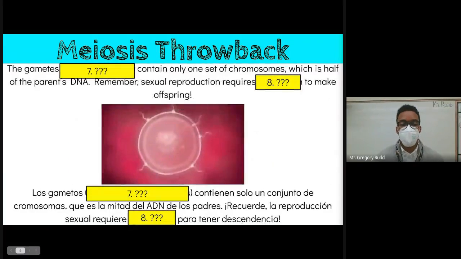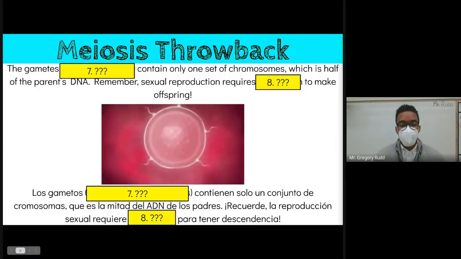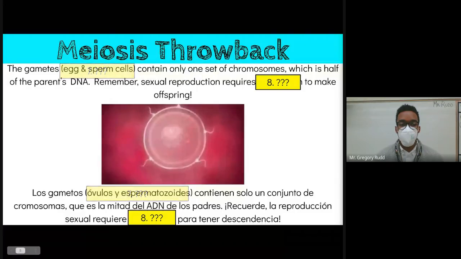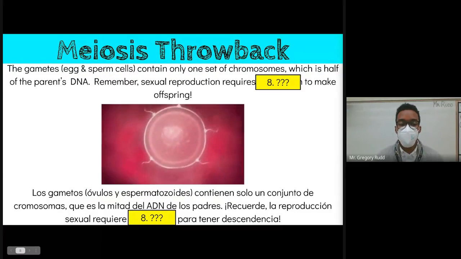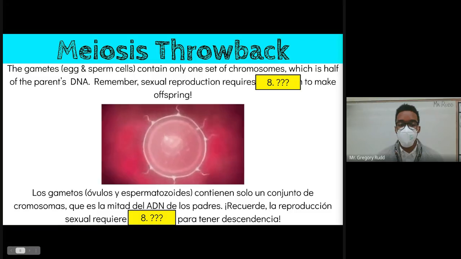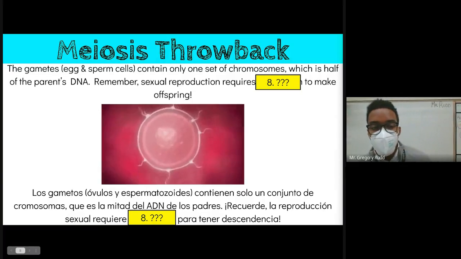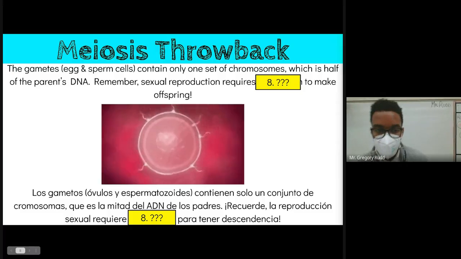Okay, last sentence. The gametes blank contain only one set of chromosomes, which is half of the parent's DNA. I'm just going to show that one because it's kind of not obvious. But of course, gametes are egg and sperm cells. They are the sex cells. Remember, sexual reproduction requires blank to make offspring.